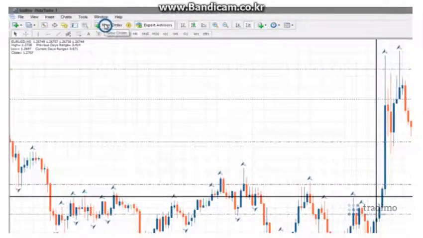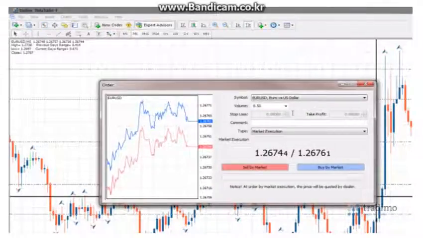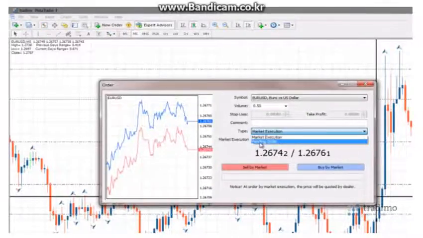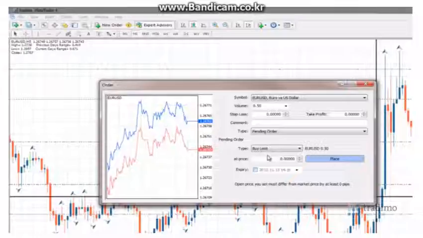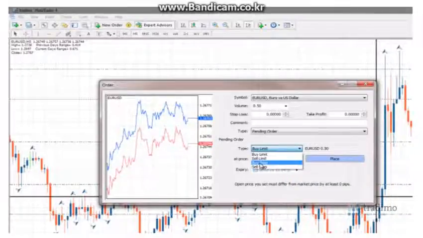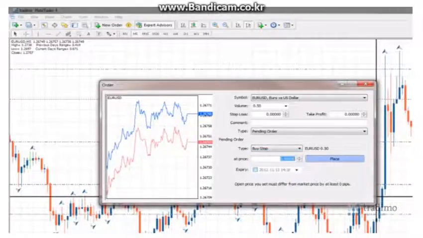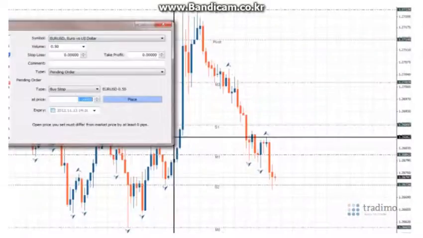Select New Order. To select the type of order, click Pending Order. Then select the type of pending order. Click Buy Stop. Then select the price at which we want to enter the market. We want to place our Buy Stop order 1 pip above the fractal high, plus the spread. We do this to avoid our entry order getting taken in before price has broken the up fractal.